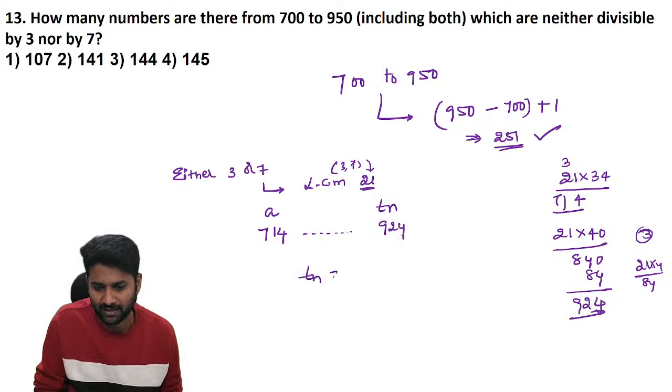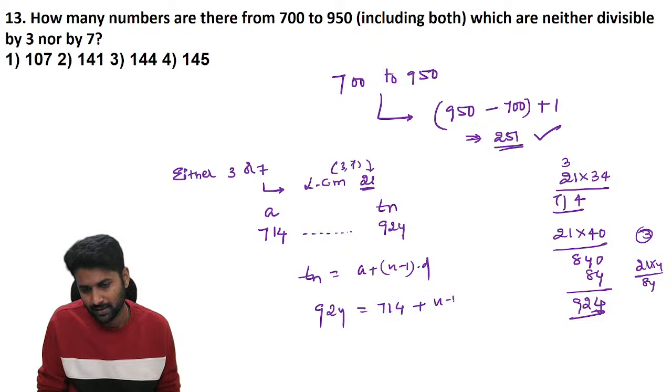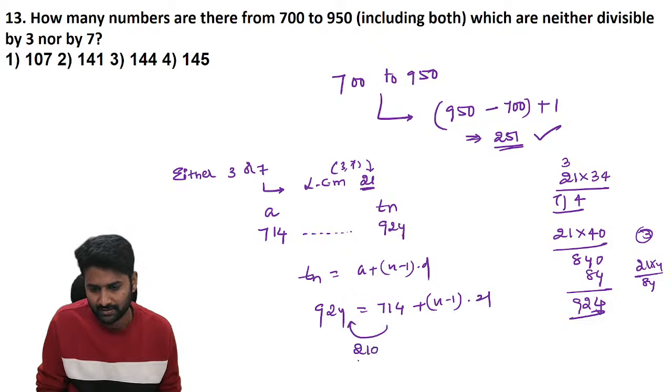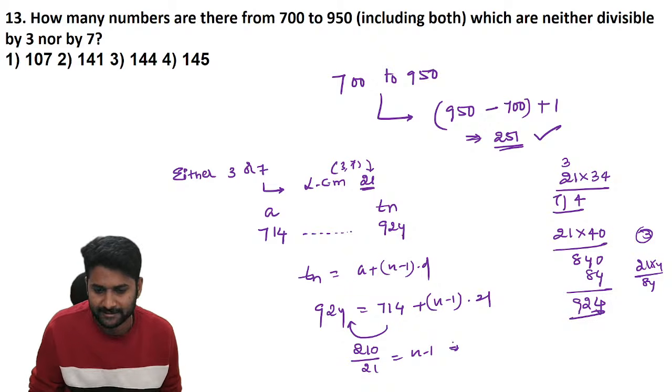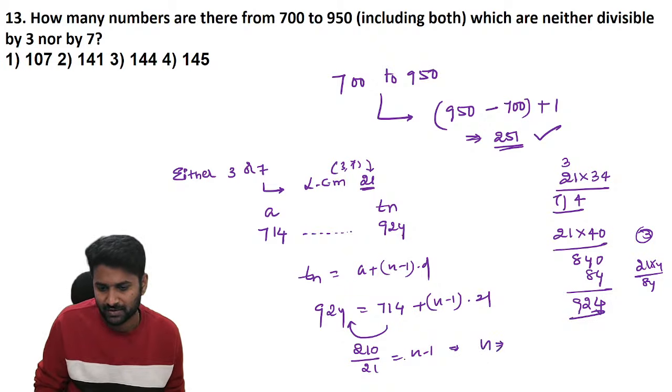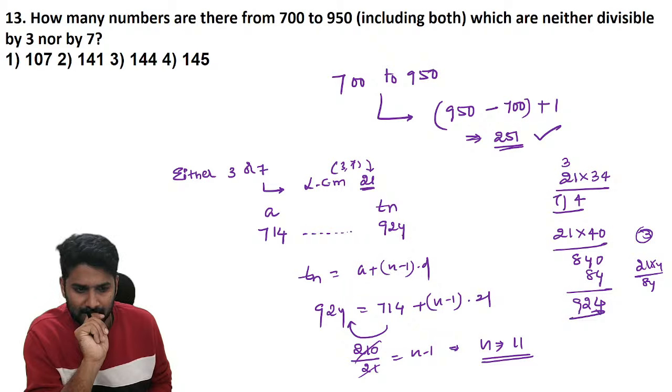We have a formula: Tn is equal to A plus n minus 1 into D. The nth number is 924. The first number is 714. n minus 1 into the difference between number to number, which is also 21. So here 210 divided by 21 is equal to n minus 1. So 210 divided by 21 is 10, and 10 plus 1 is equal to 11. Clear?